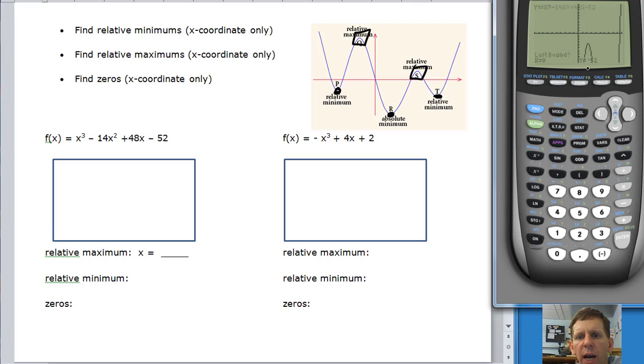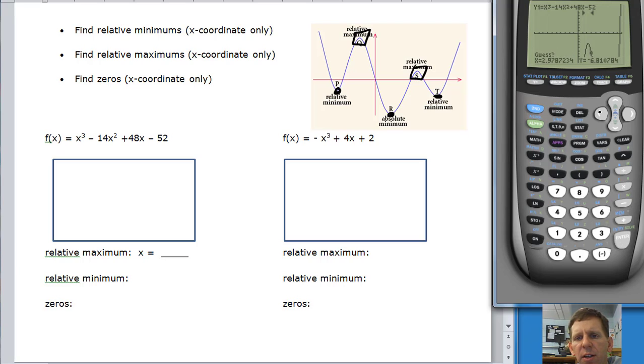Once your function is graphed, there's going to be a question that says left bound. For left bound, we're going to use your cursor, and we're going to trace to the highest point and then go a little bit to the left of it. That's the left bound. You hit enter. For right bound, we go back to the highest point using your left and right arrows. Go a little bit further to the right of the highest point and press enter again.